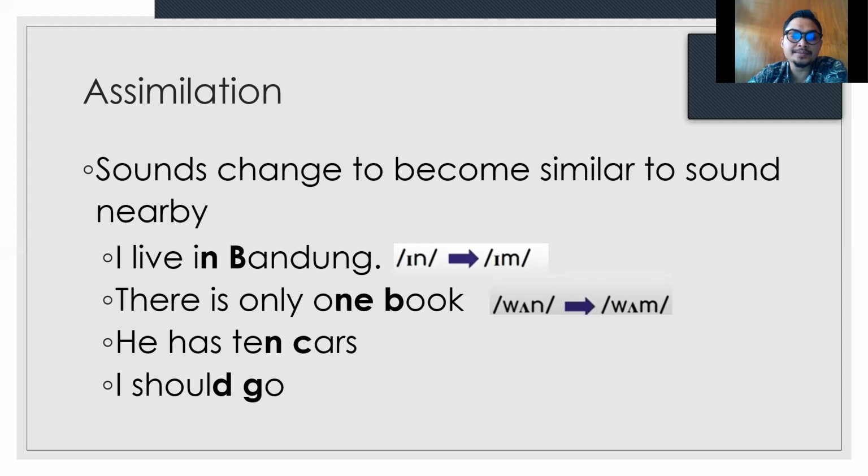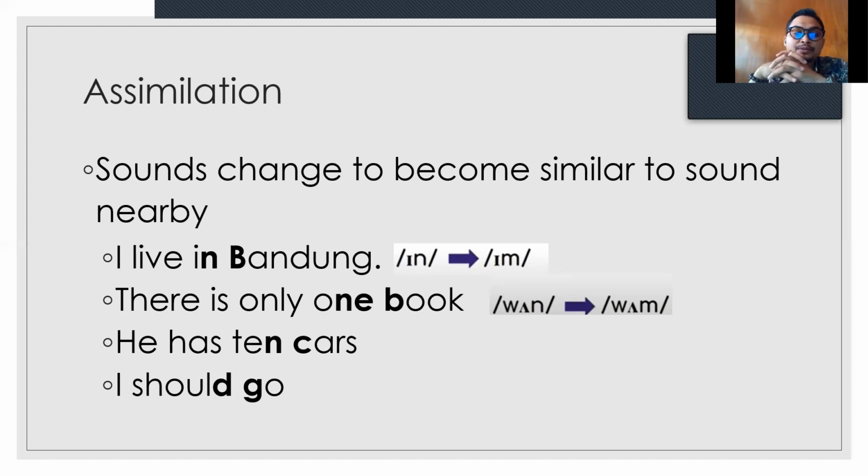I live in Bandung. That is for the isolated way. When you pronounce it using connected speech, you have to change the sound n into m. Why? Because m is closer to b. So "I live in Bandung" is a bit harder, so we change it into "I live in Bandung." Sounds change to become similar to sounds nearby.